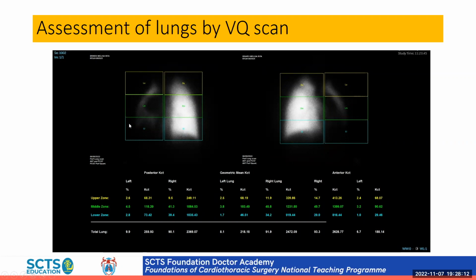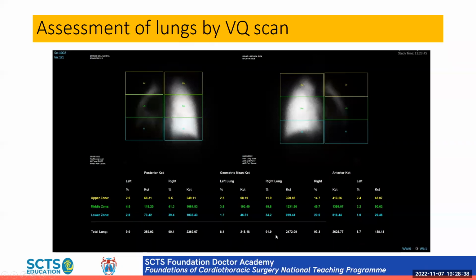And this is the left side. You can see it is nearly black, so there is not much blood basically going into that area. It looks at the posterior part and the anterior part, and then it gives you a geometric mean. So it calculates both and divides them. So you can see the left side is only taking 8.1% of the output. So the perfusion is only 8.1%, while the right lung is 91.9%.